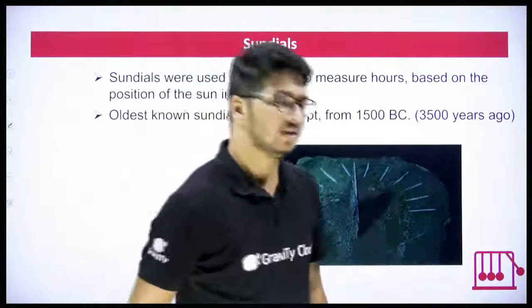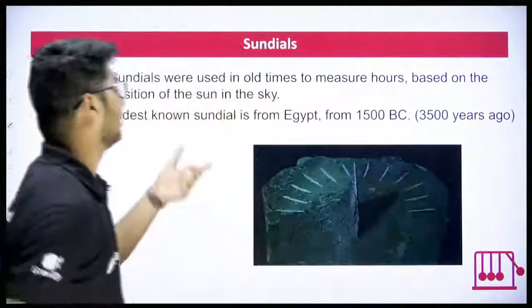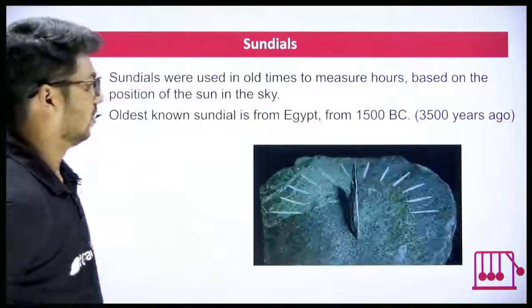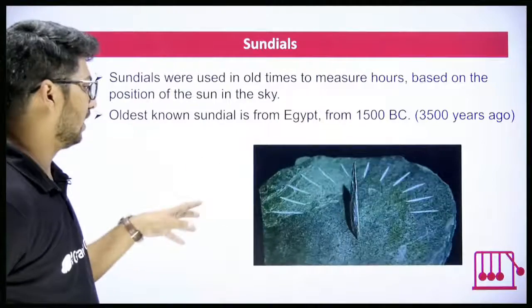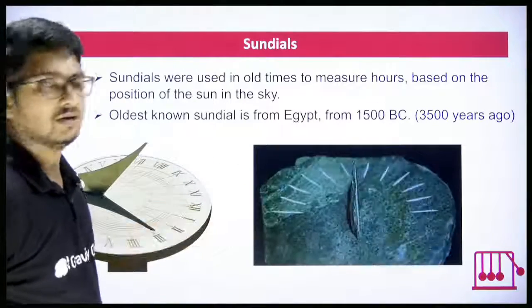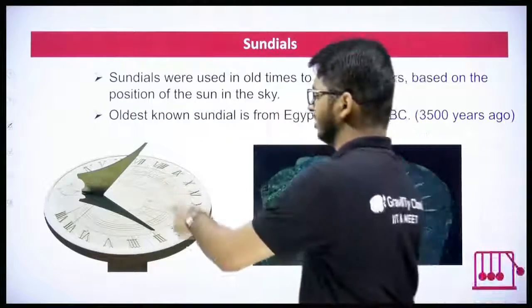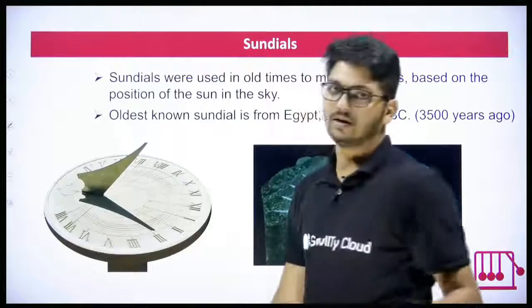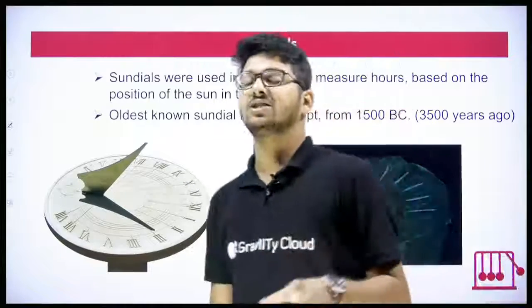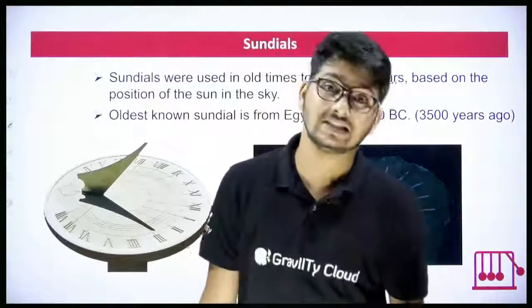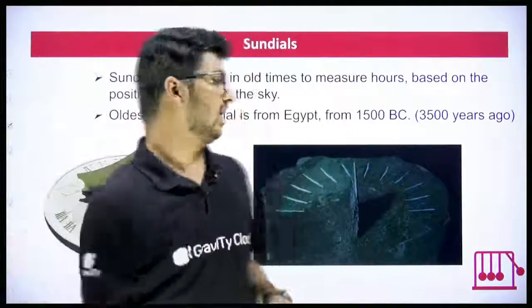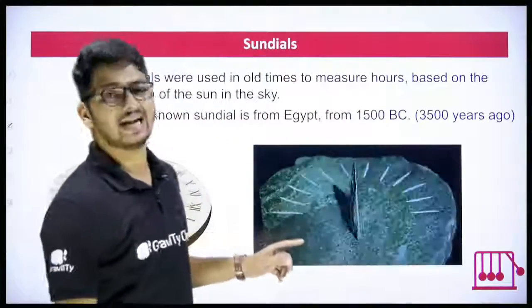And one such simple instrument is something called a sundial. What is that? You can understand that by looking at this image here. This is what it will be. It all depends on the shadow. Look at the shadow here. That shadow will change depending on where the sun is in the sky. Look at this. This is a sundial.